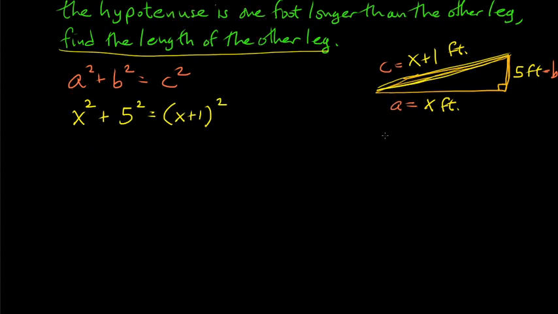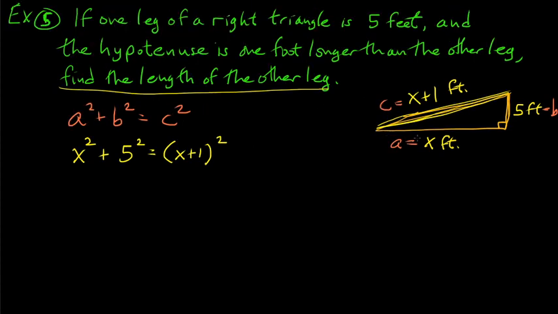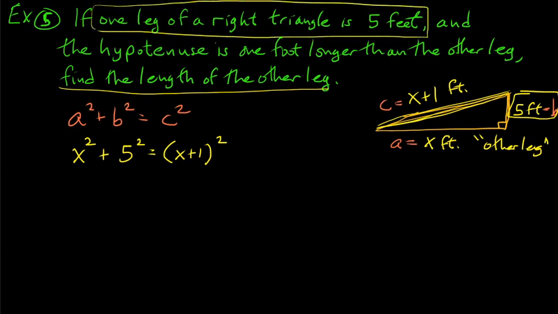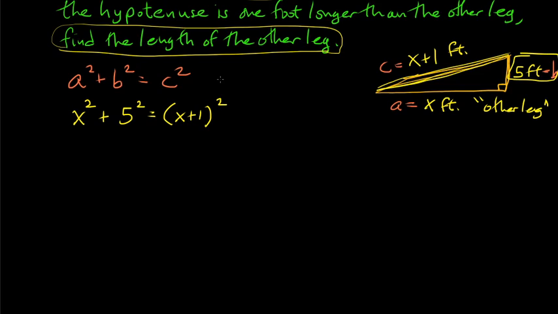Okay, so we just have to solve this equation now. We're solving for x, right? So we're looking for the other leg, x. This is the other leg. Because we know the first one was 5 feet long, so that's not a mystery. That's given in the problem. One leg is 5 feet long. We're looking for the length of the other leg, right? Okay. So let's just solve this equation.